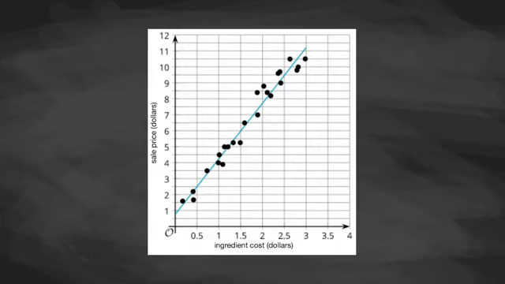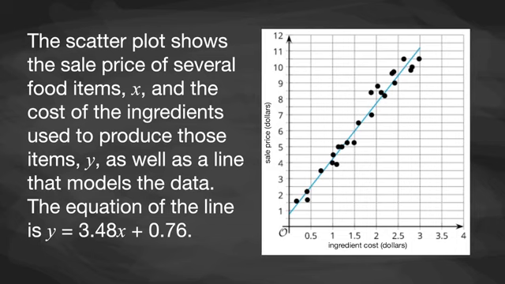Here is an example of a scatter plot with a linear model. The scatter plot shows the sale price of several food items, X, and the cost of the ingredients used to produce those items, Y, as well as a line that models the data. The equation of the line is Y equals 3.48X plus 0.76.